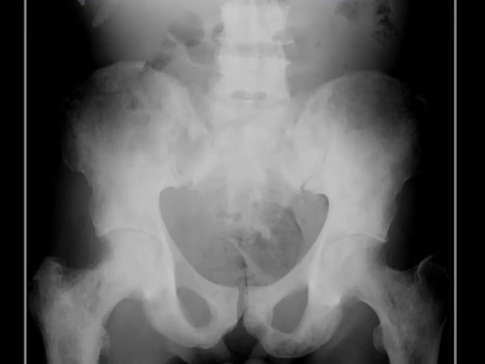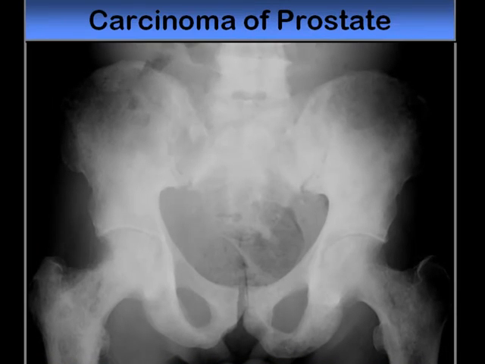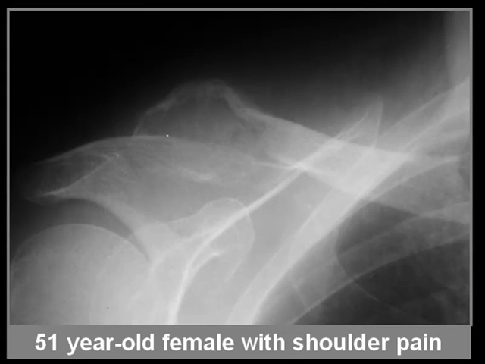Well, there is diffuse sclerosis of all of the visualized bones, which makes carcinoma of the prostate the most likely primary. Here's another case. This is a 51-year-old female with shoulder pain. We're showing you a close-up of the clavicle. Where would you say the most likely primary was?